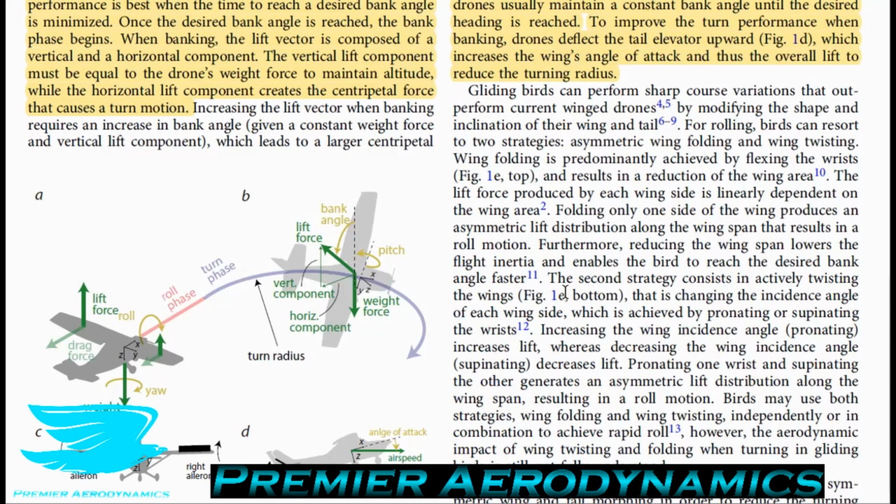They say the vertical lift force component must be equal to the drone's weight force to maintain altitude, while the horizontal lift component creates the centripetal force that causes a turning motion. So what that means is if you want to keep your airplane at the same altitude, even though the lift force now is at an angle to the ground, the component that is in the direction of gravity has to be equal and opposite to the force that gravity is exerting on the airplane in order to maintain a level flight.